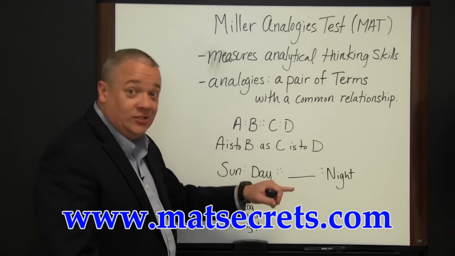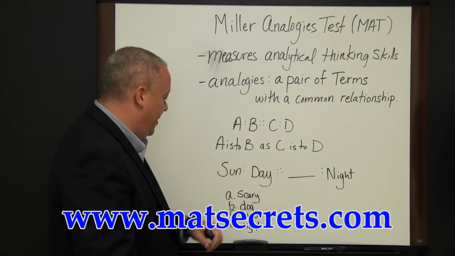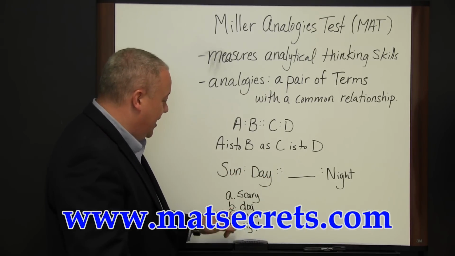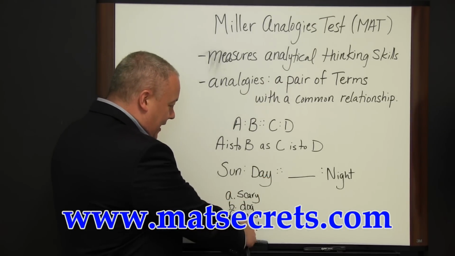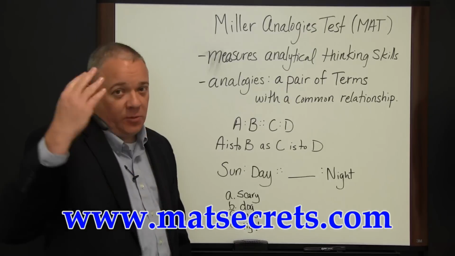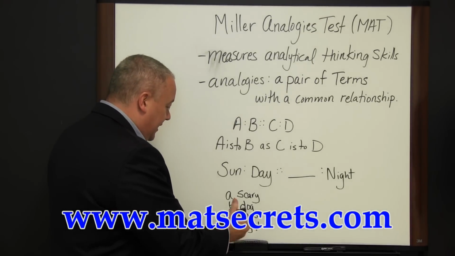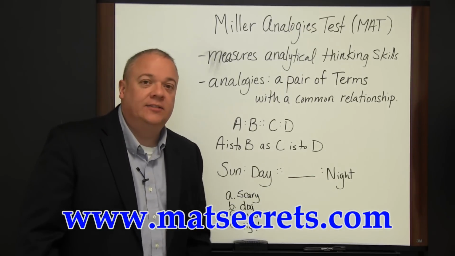Sun is to day as dog is to night? Is it a three-dog night? You know, is it cold? Is that what we're talking about here? Sun is to day as moon is to night? Or sun is to day as light is to night? By looking at the pair and the answers, you're supposed to be able to analyze and logically deduce that the correct answer is, in fact, C, that the sun is to the day as the moon is to the night.